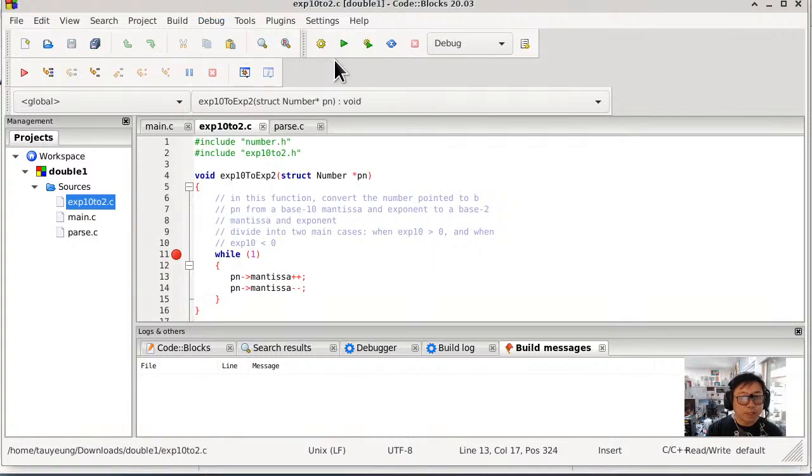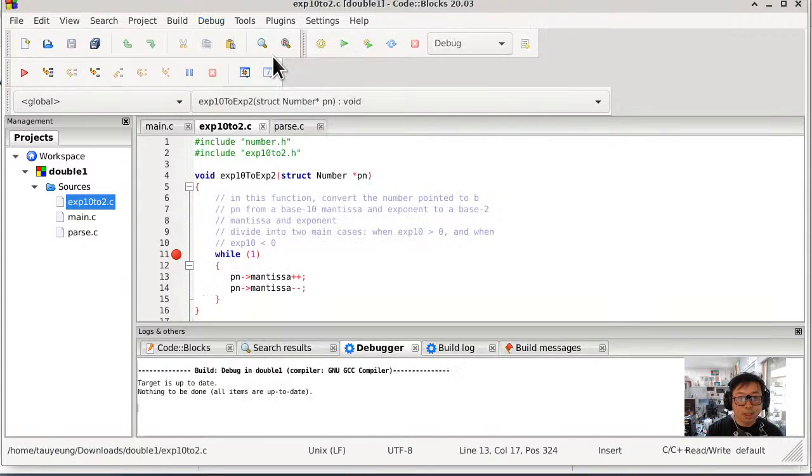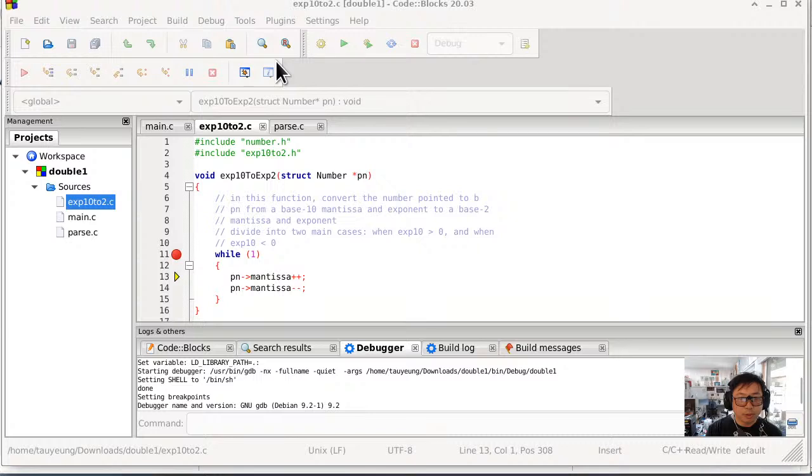So there are two run buttons. One is in green and the other one is in red. Use the one that is in red, because if you use the one that is in green, it won't stop at the breakpoint. It will just keep going. So use the one that is in red, or you can just go to the debug menu and then click on start continue, or press the hotkey of F8. Okay, so all of these methods will work, and you can see how the program now has stopped.